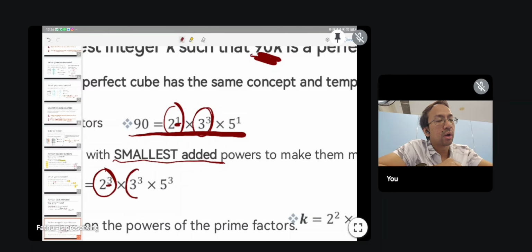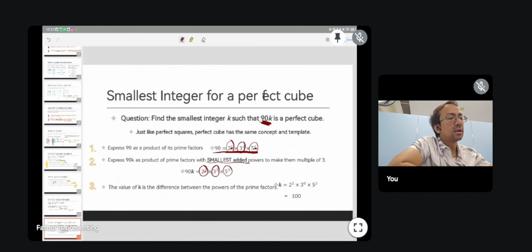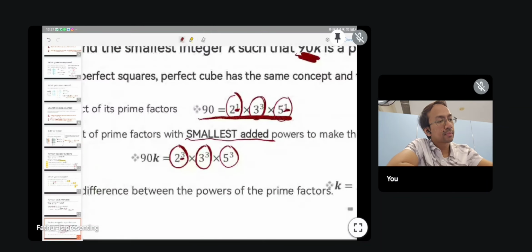Ta-da! I just add. Because what's the smallest number that is a multiple of 3 more than 1? I put 3. So 90k will be 2 power 3 times 3 power 3 times 5 power 3. So how to find the value of k?